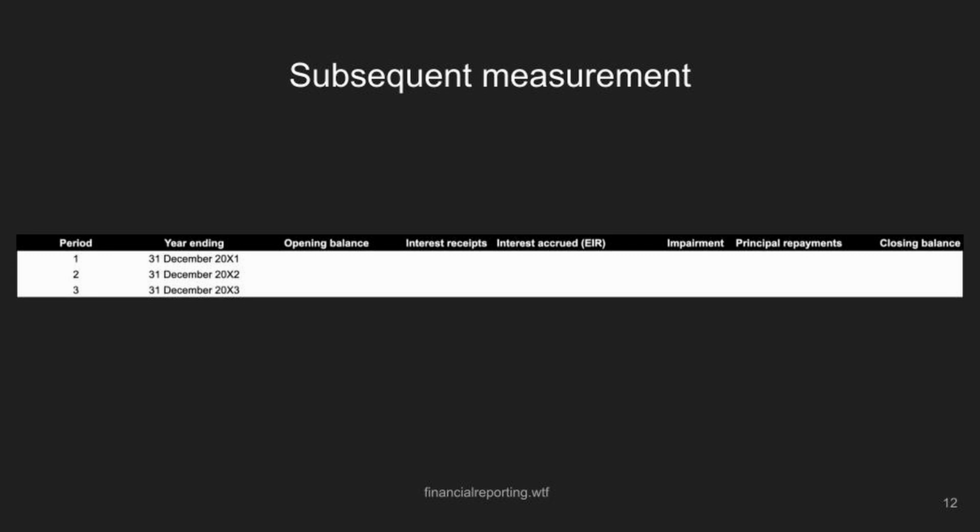The best way to manage subsequent measurement is by preparing the amortization schedule. The initial measurement gives us the starting point. From there, we can consider the interest receipts, interest accrued under the effective interest rate method, impairment, and principal repayments each period, all of which give us the closing balance for the period. This then becomes the opening balance for the next period until we reach the end of the financial asset's term.